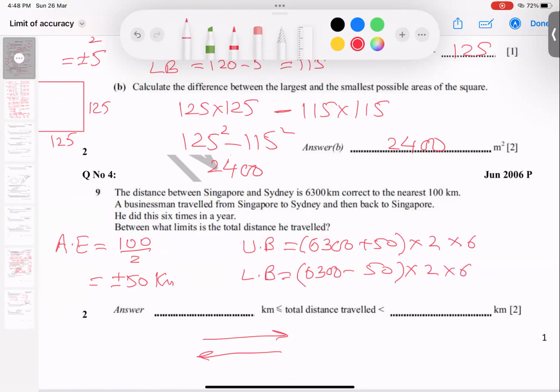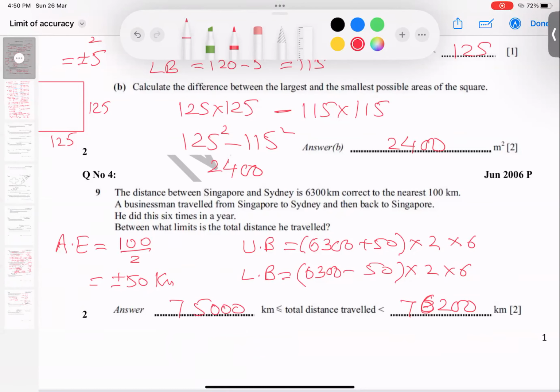I believe the point is very clear, and I'm finding it now. So 6,300 plus 50, I got 6,350, and times 2 is 12,700. Times 6, my upper bound is coming 76,200. And in the same way, for the lower bound, 6,300 subtract 50 is 6,250, times 2 is 12,500, and the answer is coming 75,000. I hope you got the point very clearly. And now we can go for the next question, number 5.